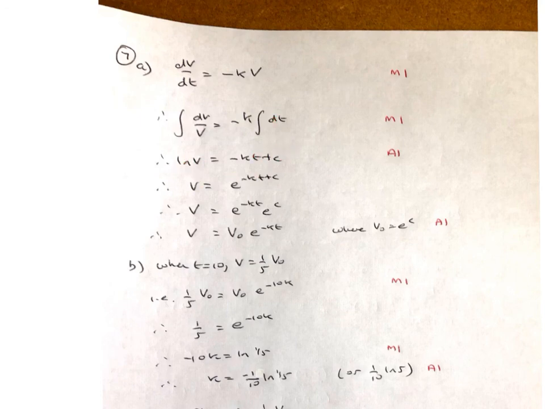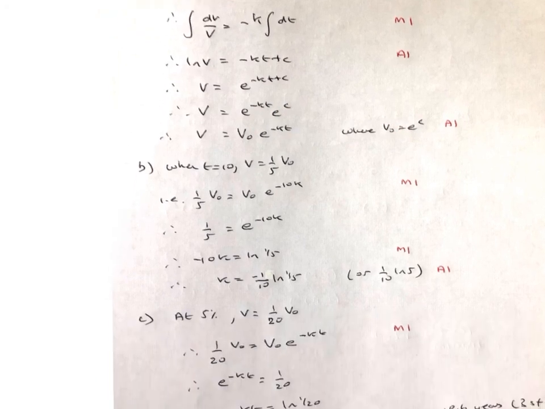Inverse of ln is e. And so we've got e to the minus kt plus c, so that simplifies like this. E to the minus kt times e to the c. E to the c was written as v0, and there's your solution.